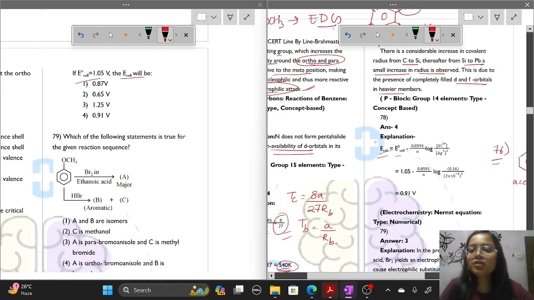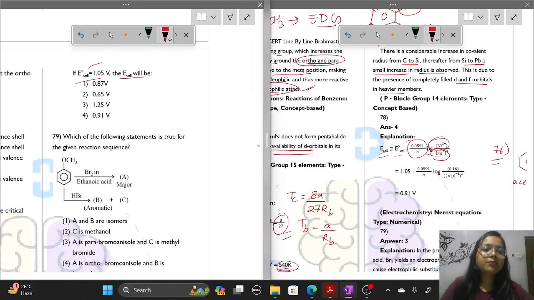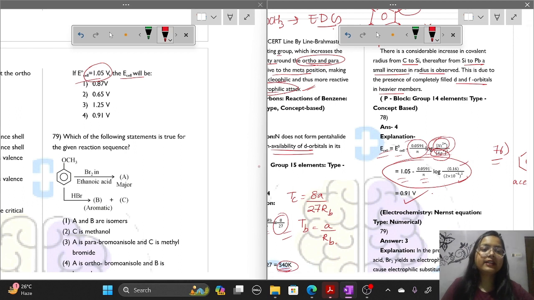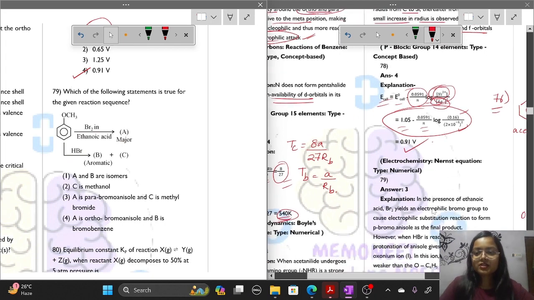Easy, the E cell will be E naught cell minus 0.0591 by n log of Ni2+ concentration by Ag+ whole squared concentration. E naught cell is given to you, it is 1.05 volt, and n value is not given. N value we can calculate, right? On solving this equation, we will get 0.91 volt as the correct answer. Option number 4.